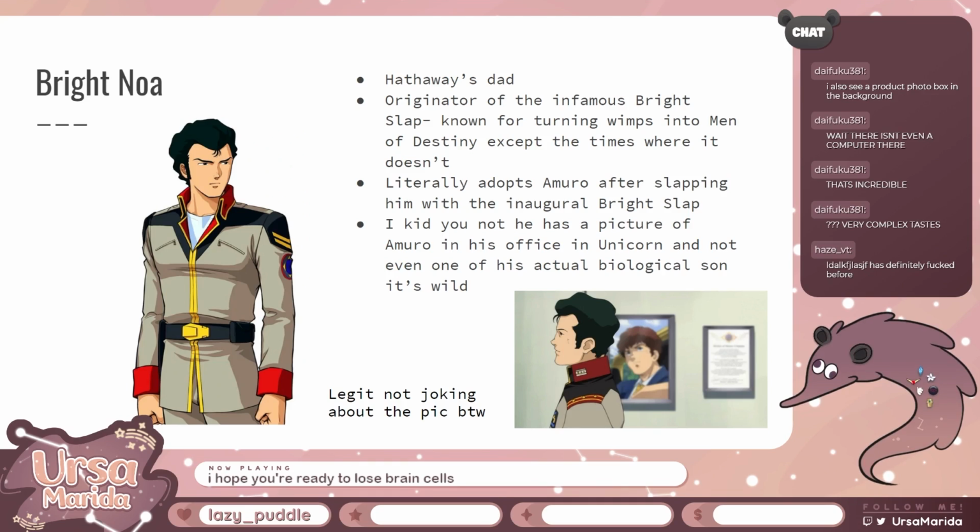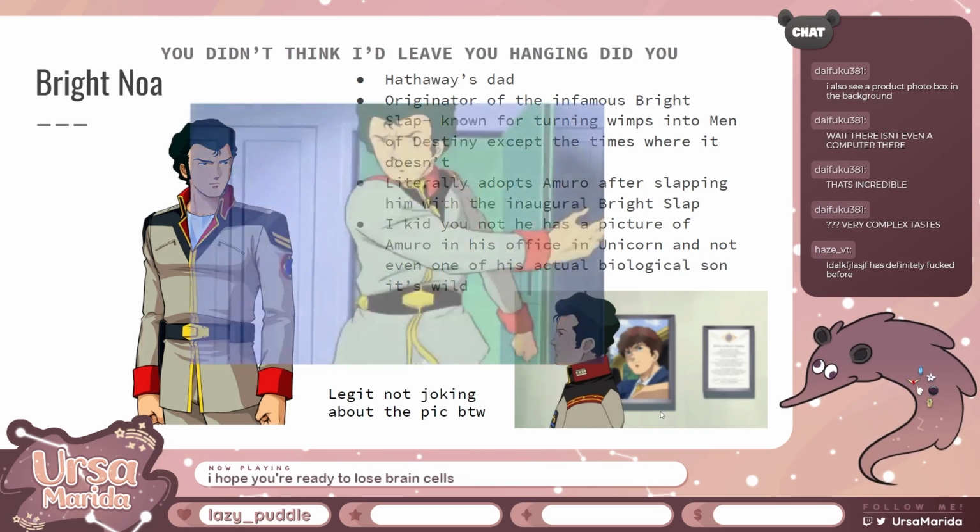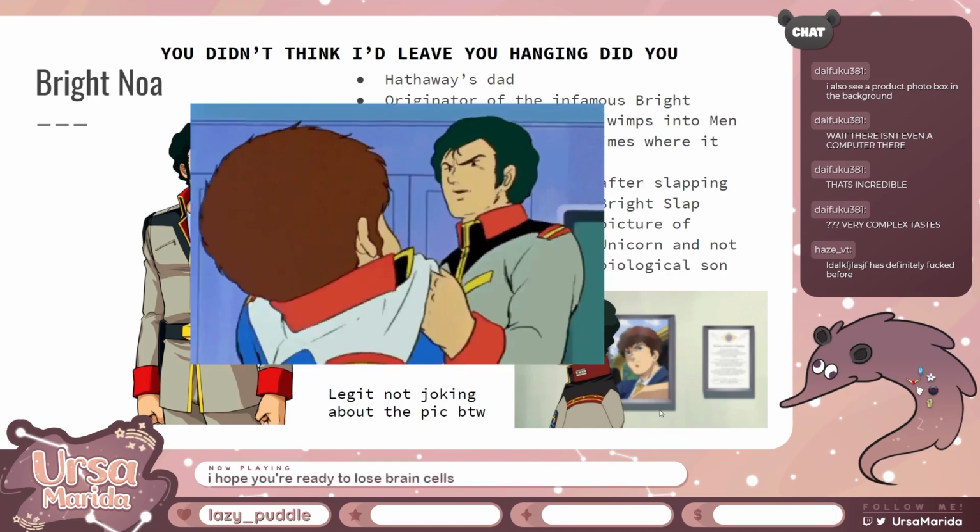And in Unicorn, which is another UC series, they show his office, and I'm not even joking, that's a picture of Amuro in his office. I don't remember them showing a picture of his actual biological family. It's like, you can't make that up. Like, what the heck? And also, you didn't think I'd leave you guys hanging on the slap, did you?